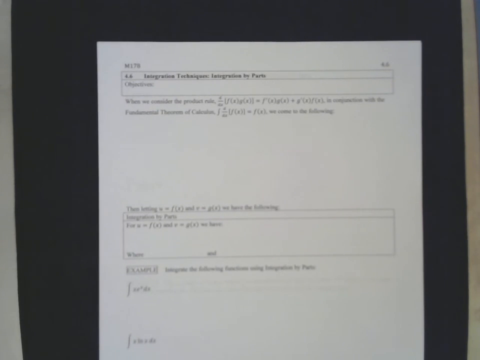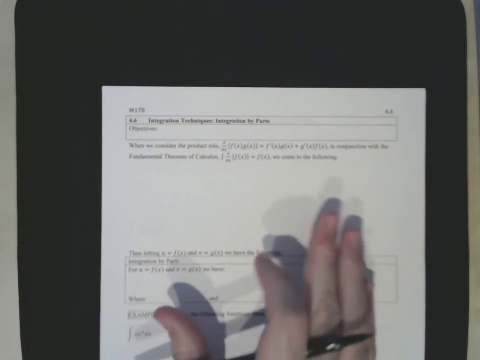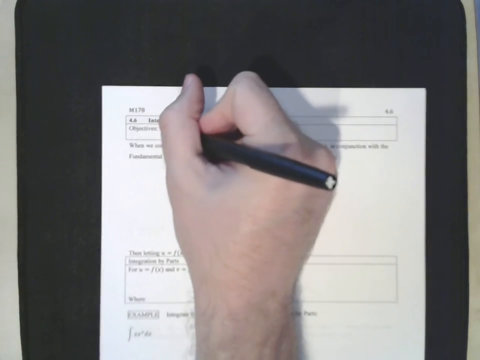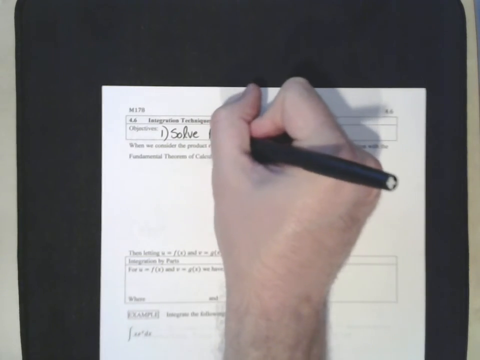Okay, this is our last section of chapter 4. This is the first of the more advanced integration techniques. This is integration by parts. So we have one objective, and that is to solve problems using integration by parts.